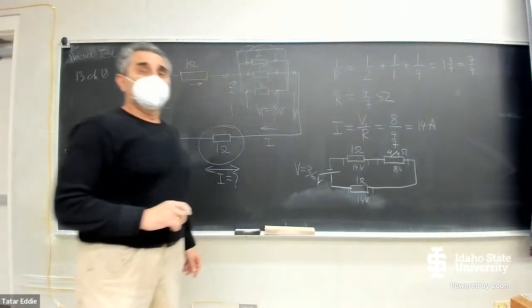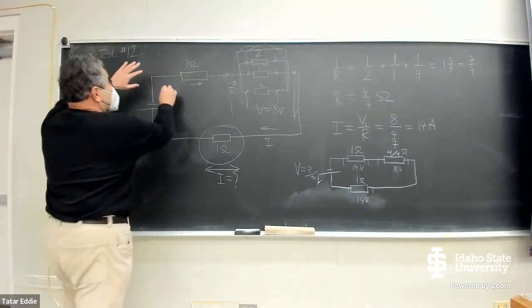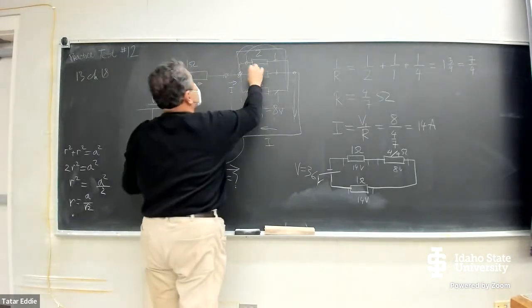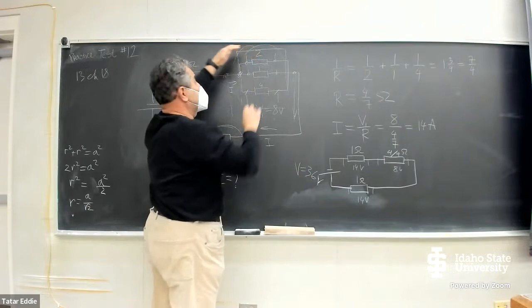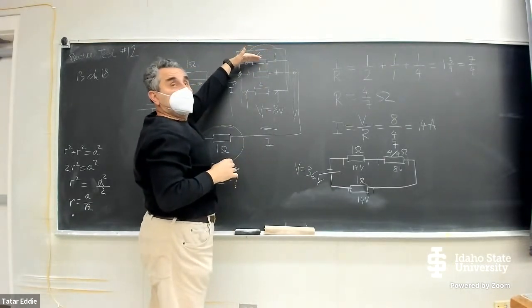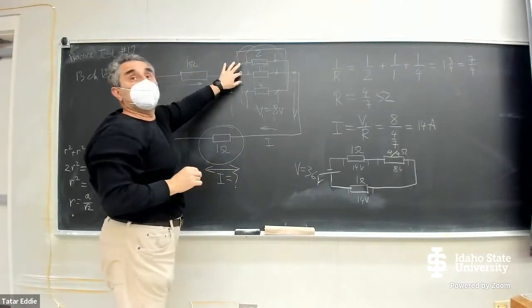Then current will always be the same within a branch of the circuit. So the current is the same here, but once it reaches this junction point, it is going to split into 3 branches with different values, right? So the current is the same up until it reaches this junction point.